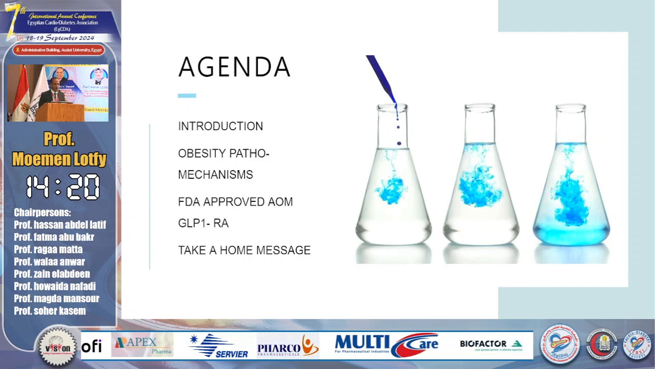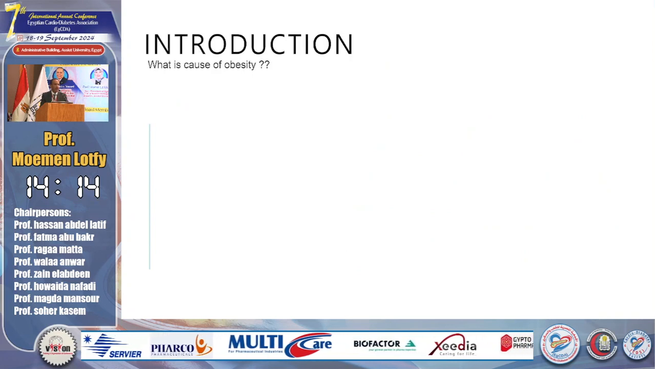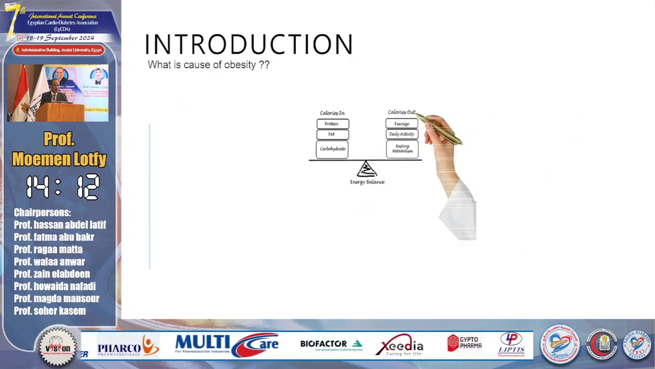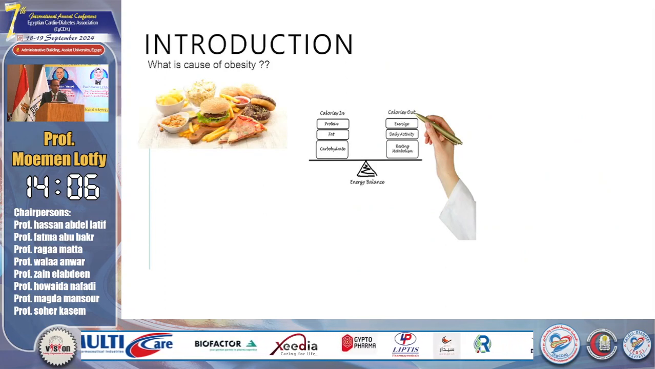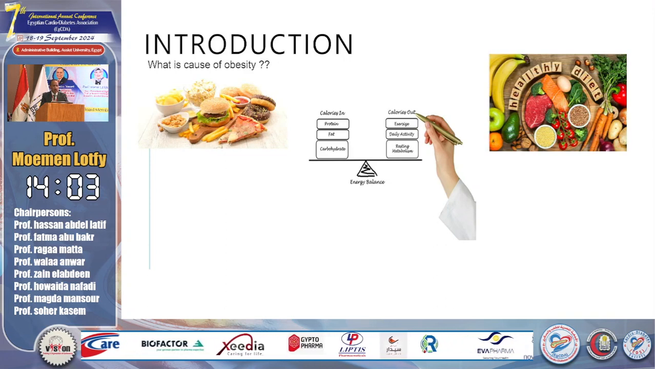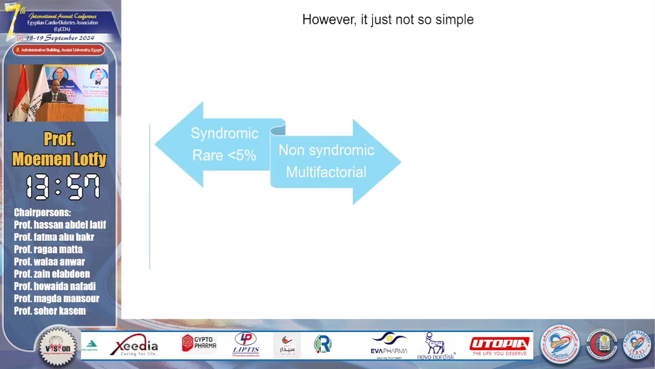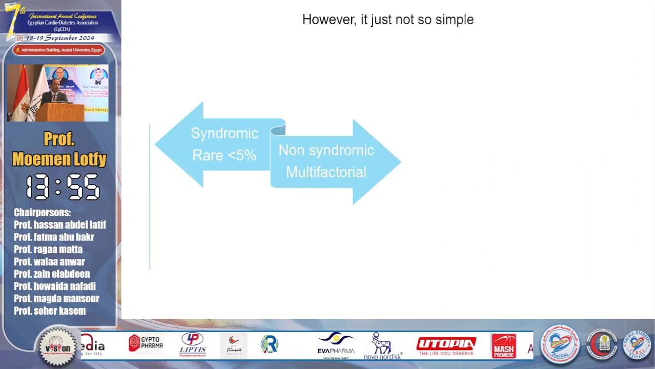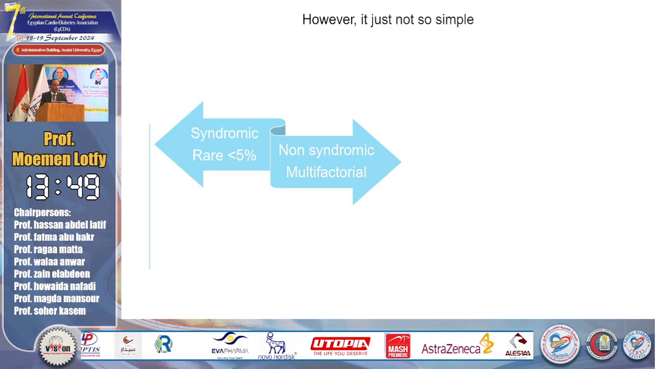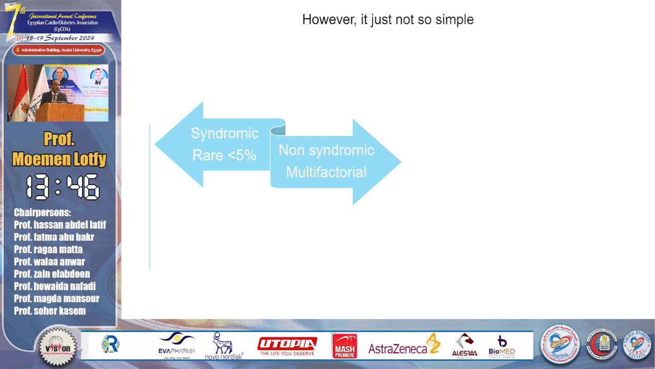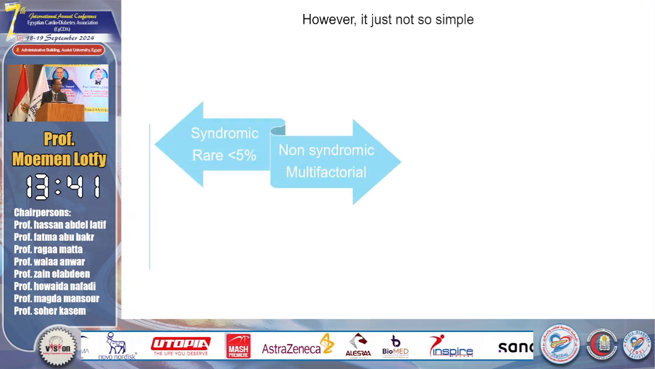Today we will talk about anti-obesity medication and its cardiovascular outcome. First, what is the cause of obesity? Obesity is an imbalance between calories in and calories out in the form of carbohydrate, protein, and fat, and also healthy diet, physical exercise, and resting metabolism. However, it is not so simple like this, because obesity is a multifactorial disease. About 5% of obesity is syndromic, and 95% is non-syndromic obesity, and this is a multifactorial cause.